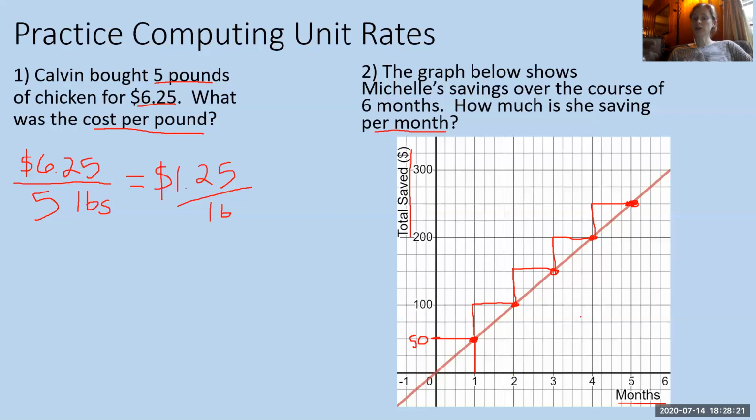We could actually write an equation to describe this. We could say her total savings is equal to $50 per month times the number of months that she's been saving. Question didn't ask us to do that, but it's just another way to think about representing this information.